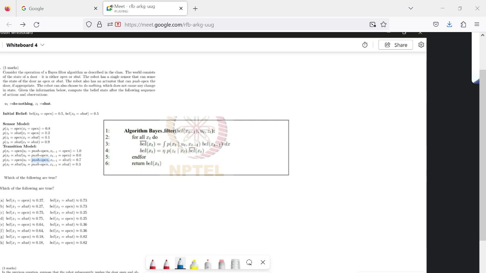So at t equal to 1, what is the estimated state of the door? The measurement says it is shut. The action we perform was do nothing, and initially we don't know, right? It's 0.5 chance that the door was open and 0.5 chance that the door was shut. So this is the question.